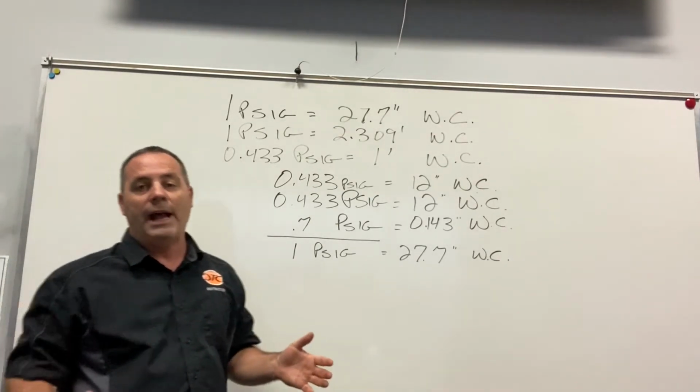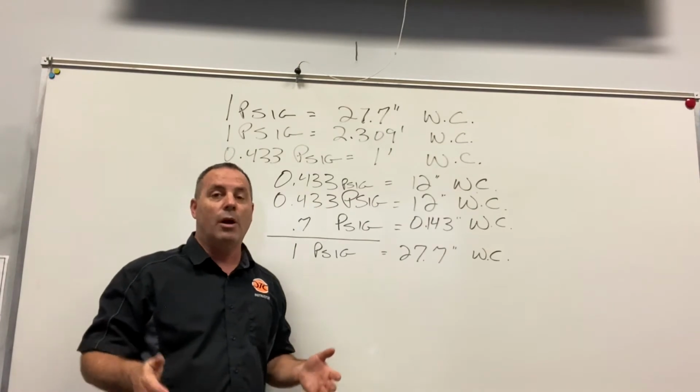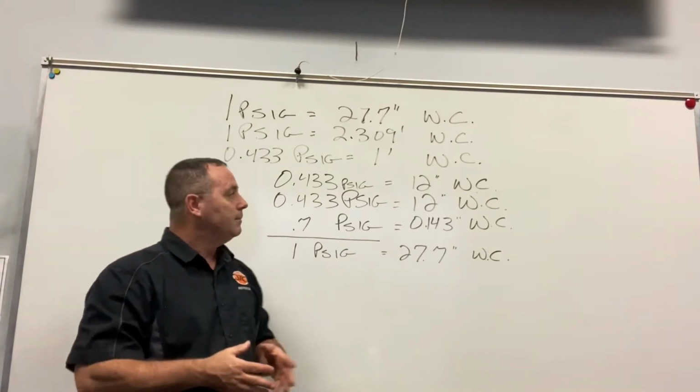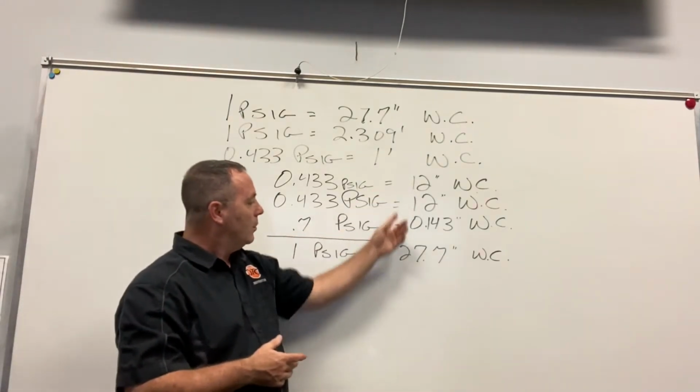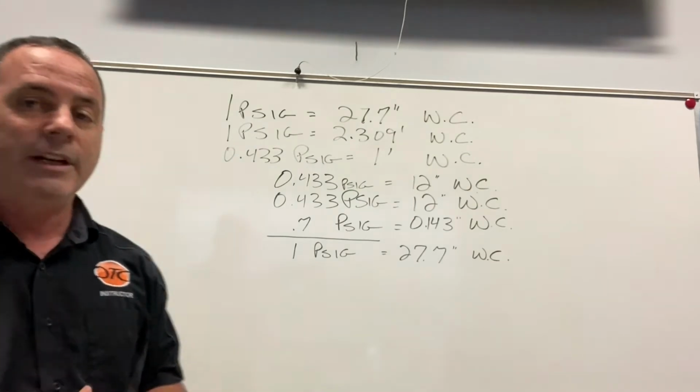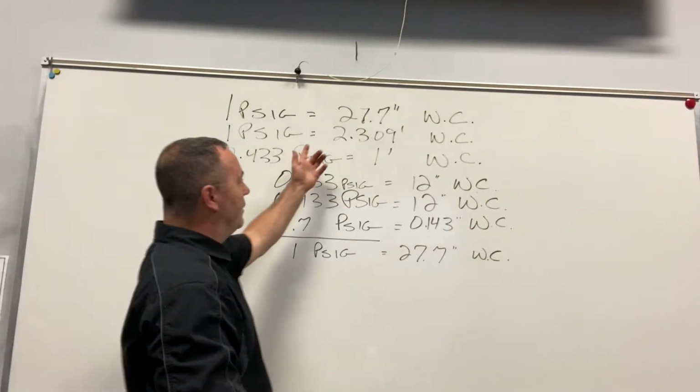You have to learn that. That'll be on your journeyman prior. I know it's on my contractor's exam. All right? You have to know that 1 psig equals 27.7 inches of water column, which is 2.309 feet.